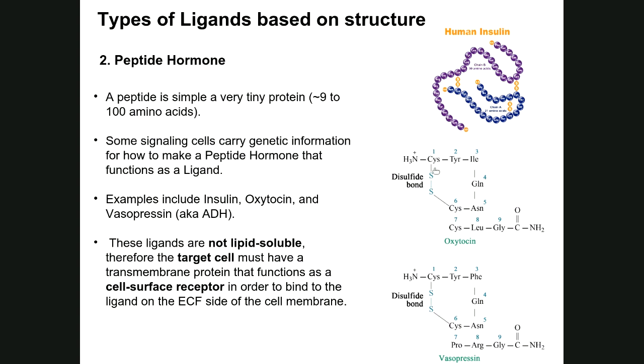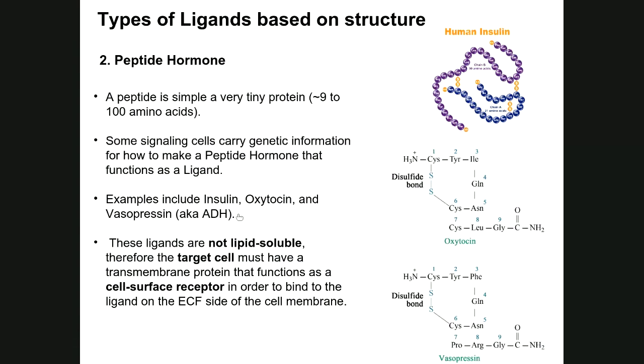But if you look at all three examples I've given you, you can see the three-letter abbreviations, some of which you were responsible for, such as CYS, TYR, or GLY. The reason for that earlier in the semester is so you have an idea of what you're looking at in these figures. What they're showing you are amino acids, and the lines indicate they are covalently bonded to each other. Ligands that are peptide hormones are tiny proteins.